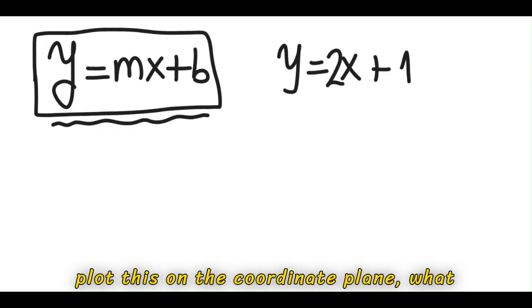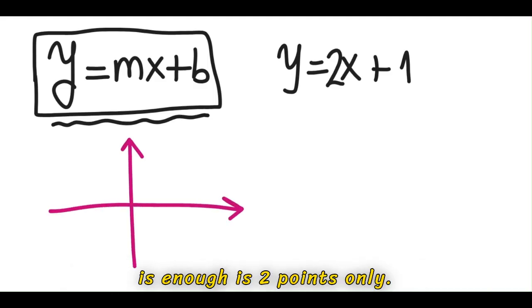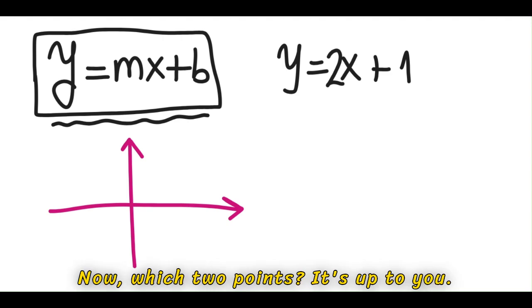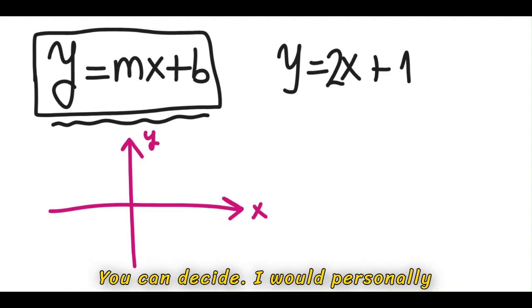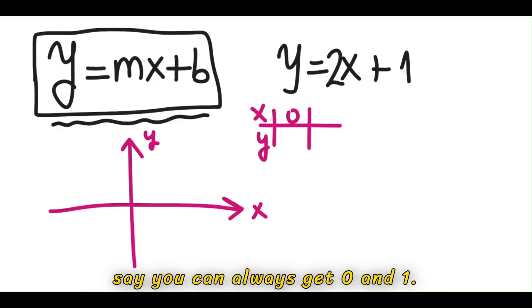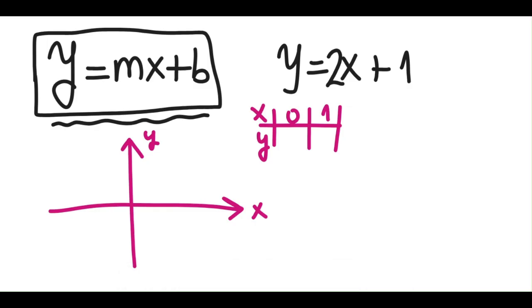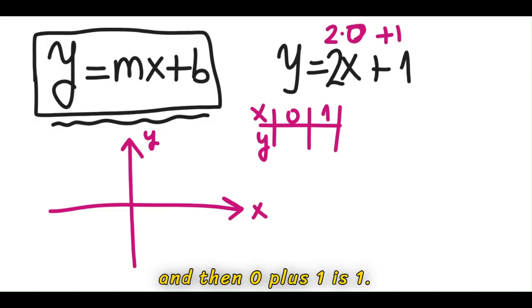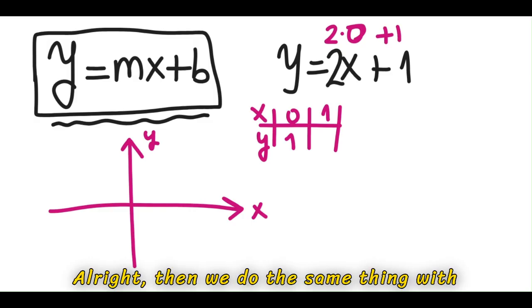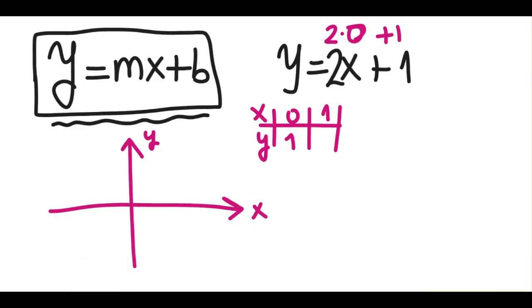Now, if you want to plot this on the coordinate plane, 2 points are enough. Now, which 2 points? It's up to you. You can decide. I would personally say you can always get 0 and 1. Alright? So, let's put 0 for x. 2 times 0 is 0, and then 0 plus 1 is 1. Alright? Then we do the same thing with 1. 2 times 1 is 2, plus 1 is 3.